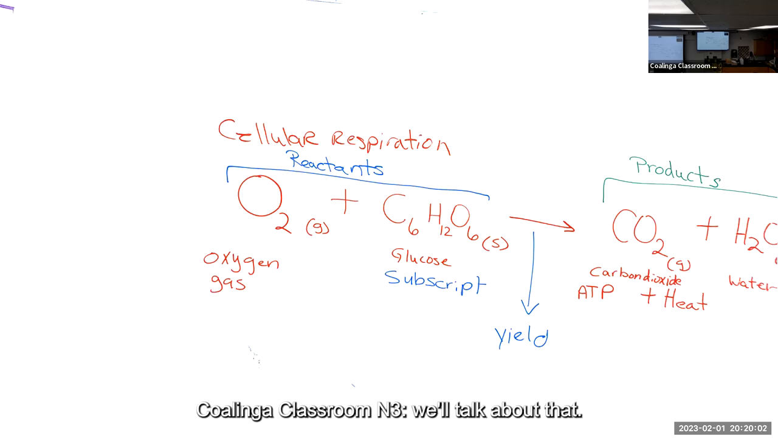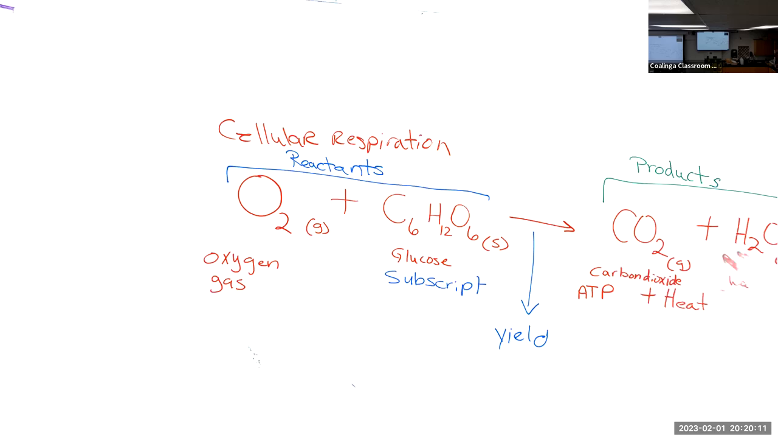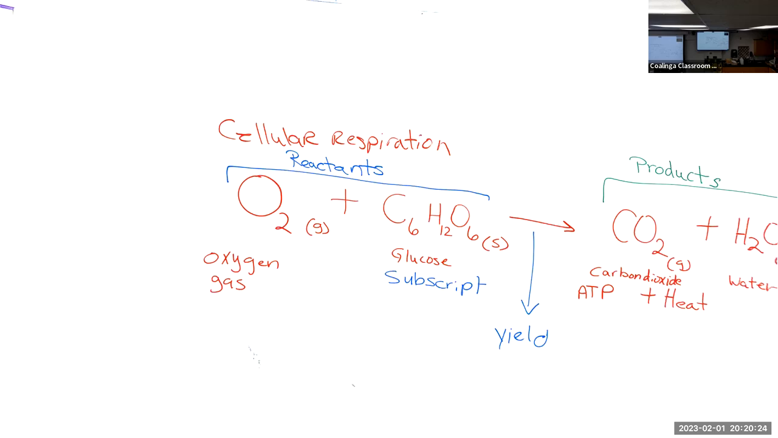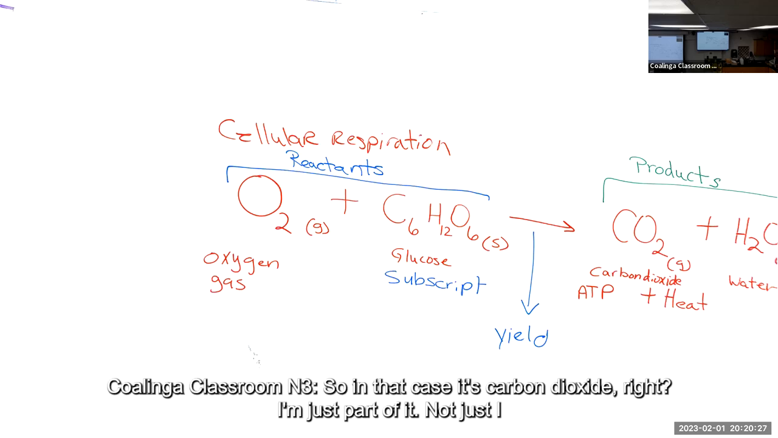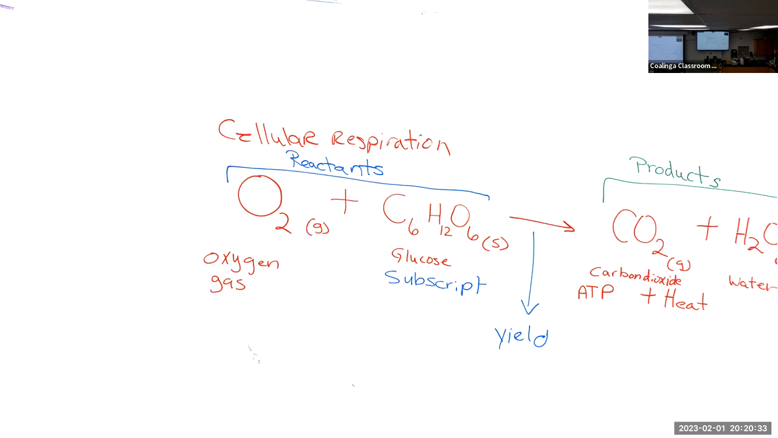We'll talk about that here in a minute because plants do the reverse of this, right? So they actually use carbon dioxide and water to make glucose and oxygen. That's called, what was that? Photosynthesis. Okay, so that's the reverse of this reaction. So in that case, it's using carbon dioxide, right? Not just carbon, not just hydrogen, but carbon dioxide and water. Does that make sense? Yeah. Okay.